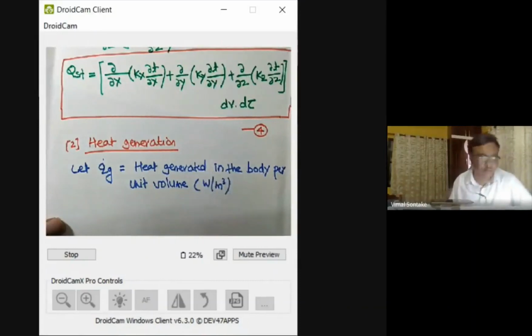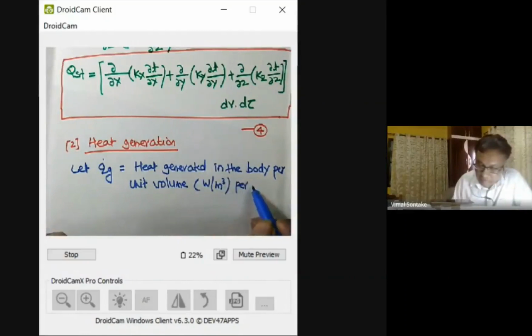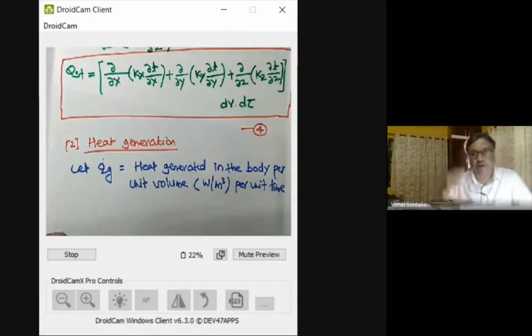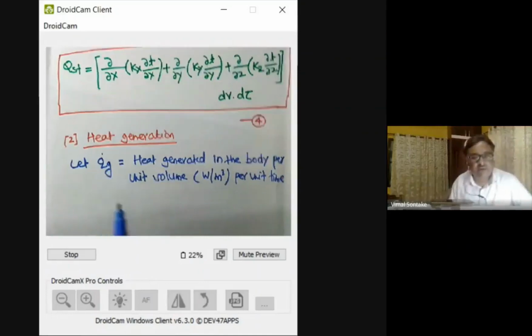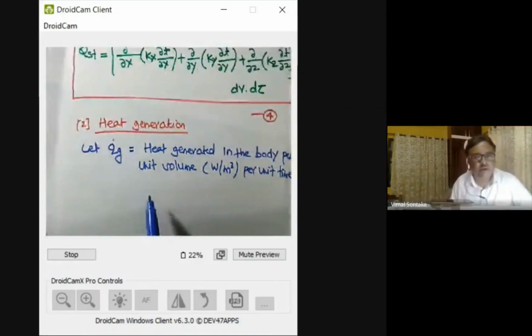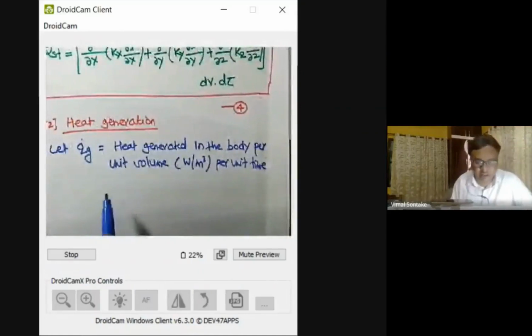Okay. Per unit volume and per unit time. That is why its unit is watt per meter cube. Amount of heat generated per unit volume and per unit time. So joule per second will give me watt per meter cube. Okay. And I am considering the total elemental volume of this parallelepiped is dV.